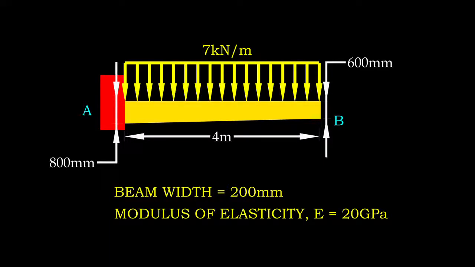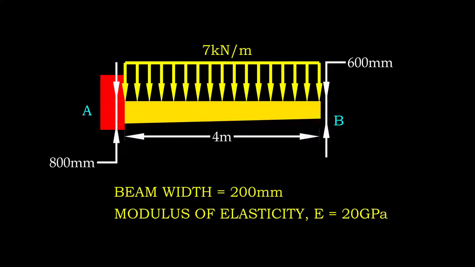A non-prismatic beam is a type of beam with varying cross-section along the beam length. In this example, we have a 200 mm width cantilever beam with depth varying from 800 to 600 mm over the span of 4 meters.